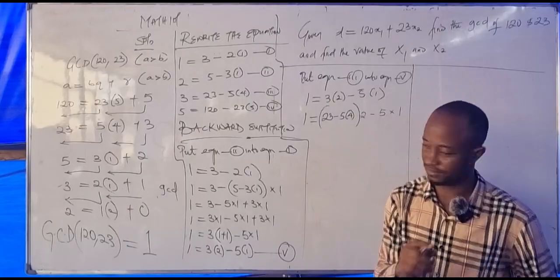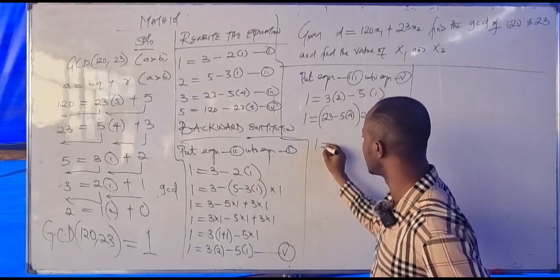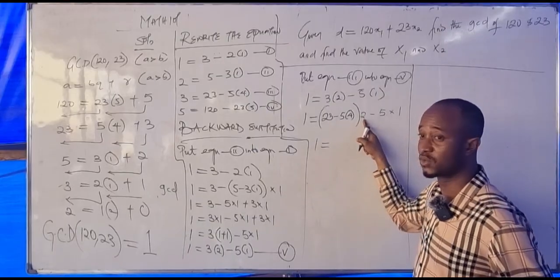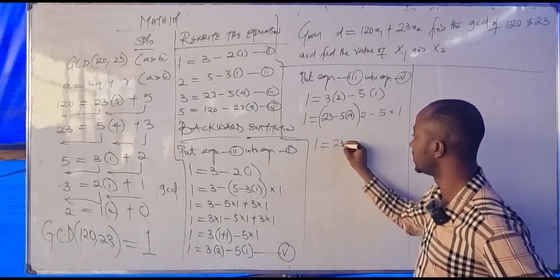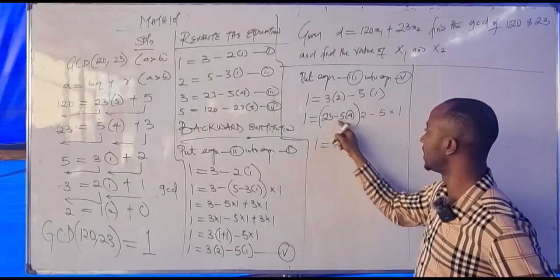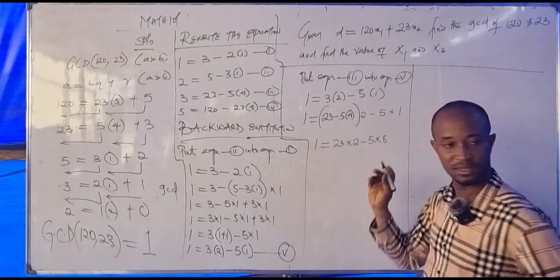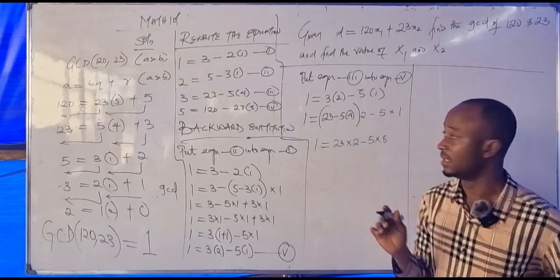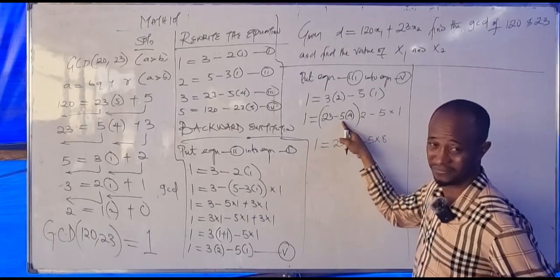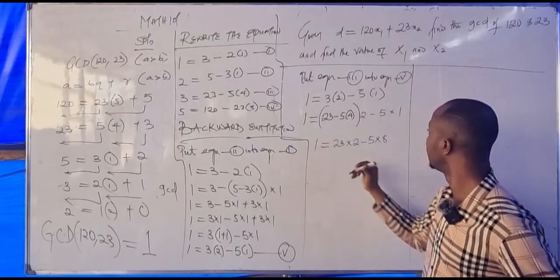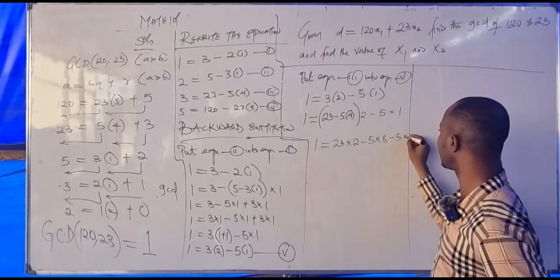From what I've taught you, how do we expand this? 23 times 2, abi. 23 times 2. What do we have? Minus 5 times, what is 4 times 2? 8. Are you seeing it now? This 2 is not multiplying 5. Actually, it's multiplying just that 4. So what do you have there? Minus 5 times 1, right?